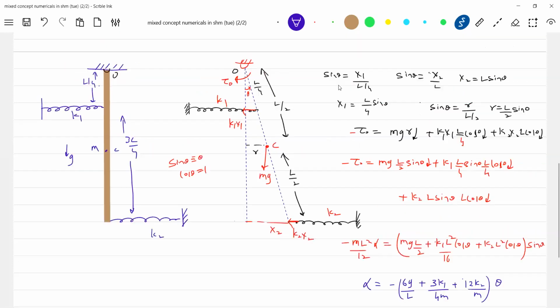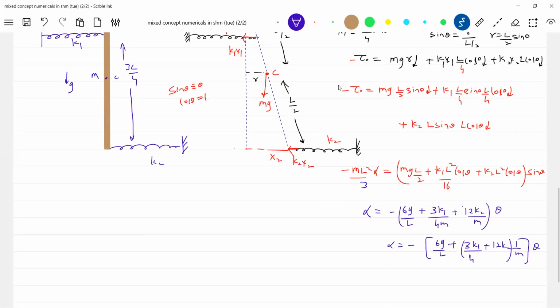ml square by 3. Okay, fine. Okay, I'll do the correction. I think this will become 3 by 16. Check it. I made some corrections. So now this will be alpha equal to minus omega square theta.